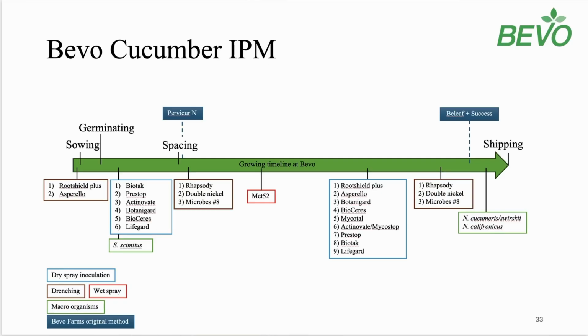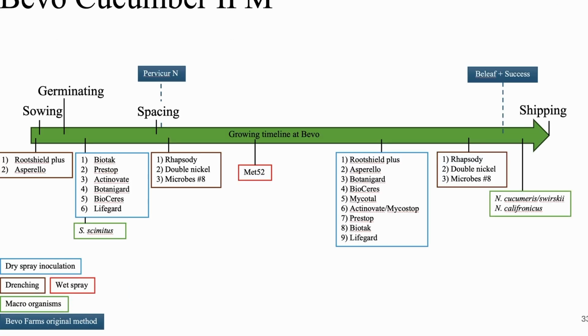So, BEVO cucumber IPM, similar timeline, from sowing to shipping, and this time we include a spray. We have an M52 spray in between, during spacing and shipping, as a preventative to knock down any pest if we observe any. It's good because it's also a microbe in this case. You see that it's similar to pepper, except the red box is the wet spray that we did for the crop itself. So, observations on cucumber.